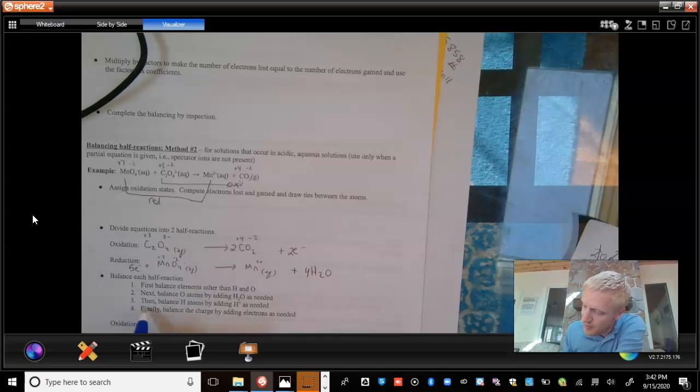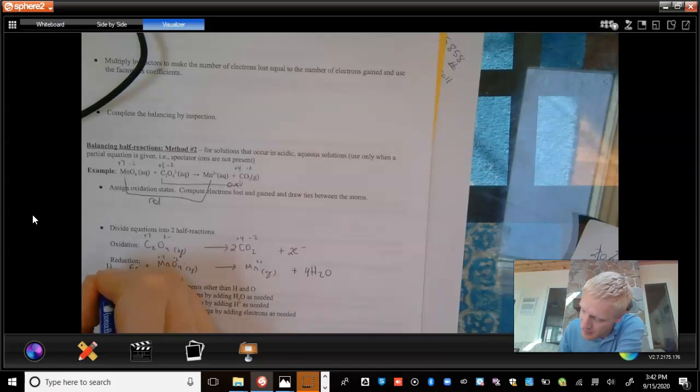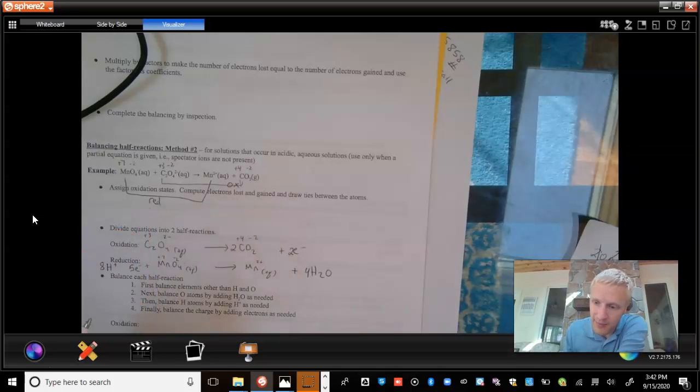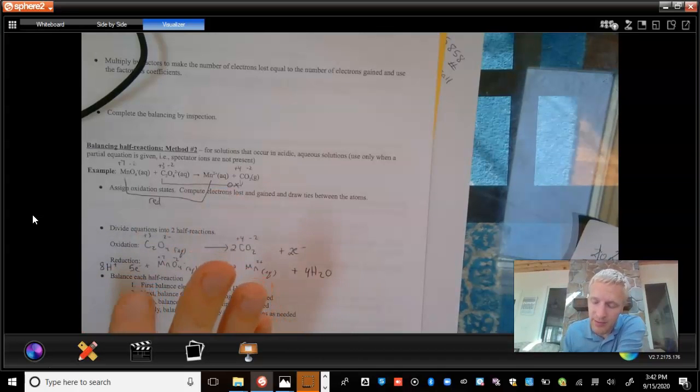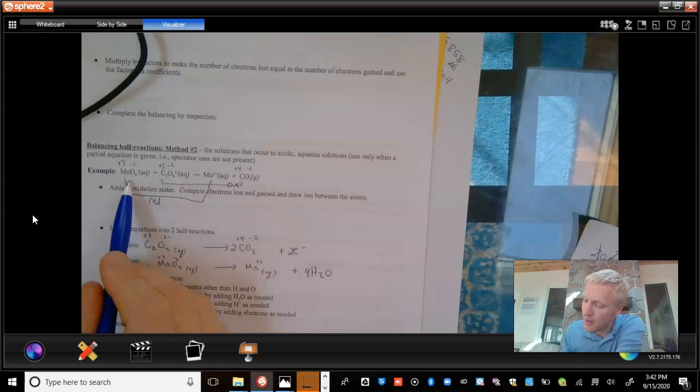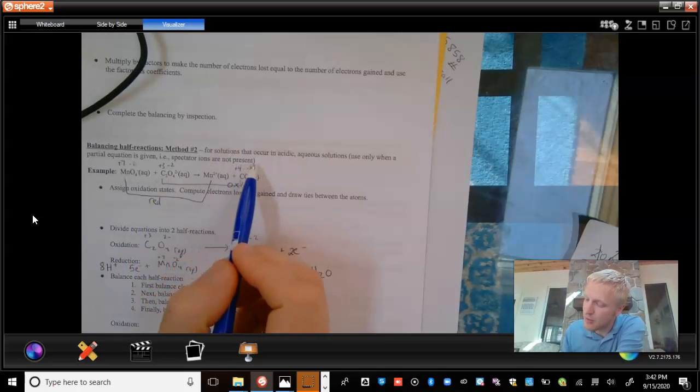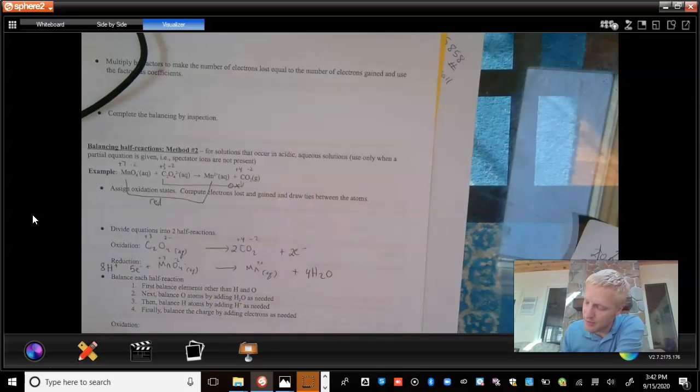That's where step 3 comes in: balance H atoms by adding H plus as needed. I'm going to put H plus on this side, and 4 times 2 is 8, so I'm going to need 8 of them. That's the hydrogen ions from the acid in the acidic solution. And this method, to recap, is for when you do not have the spectator ions present, for solutions that occur in acidic solutions. It says finally balance the charge by adding electrons as needed.